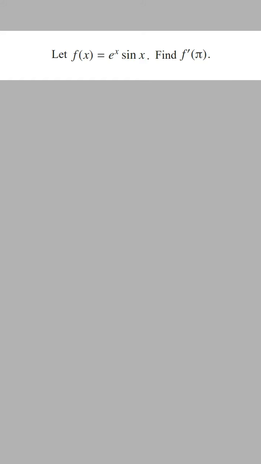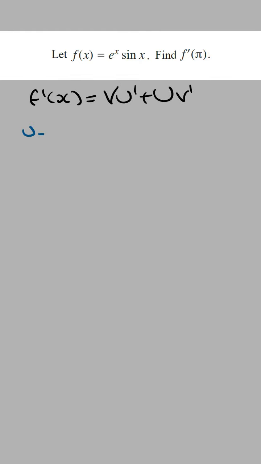How to find the gradient at a given point. For this question, we've got let f of x equals e to the x times sine x. Find f dash of pi. Looking at f of x, this is a product of two functions that can't be simplified any further. And so to differentiate this, we're going to need to use the product rule.